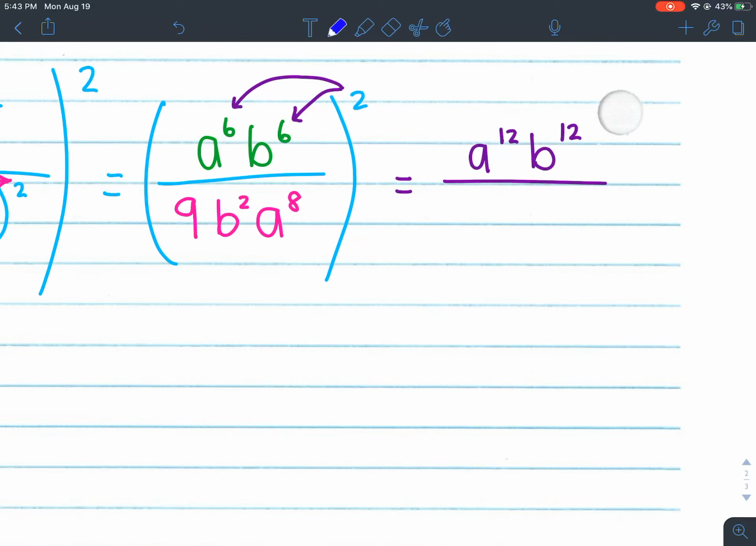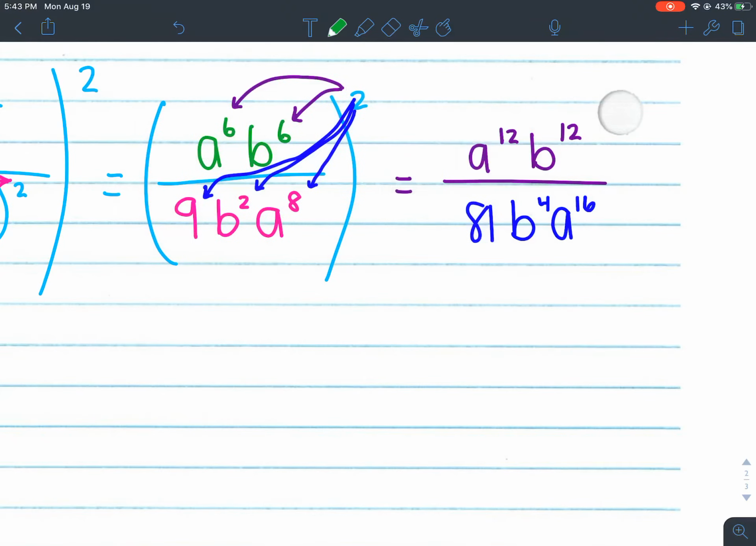And then I'm going to have this 2 in here. So I have 9 squared. So 9 squared is not 9 times 2. It is 9 times 9. So make sure you don't do 9 times 2 on accident. So it's going to be 81. And then I'm going to have b to the power of 4 because 2 times 2 is 4. And then I'm going to have a to the power of 16 because 8 times 2 is 16.